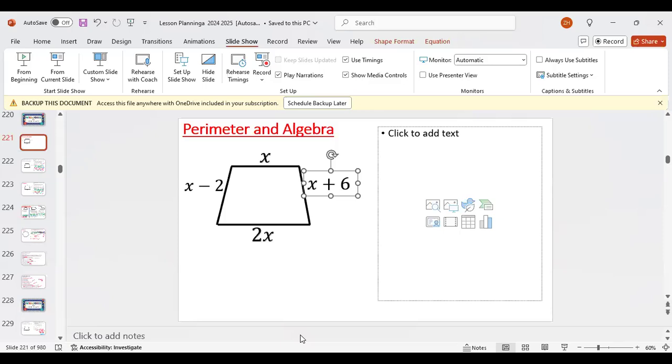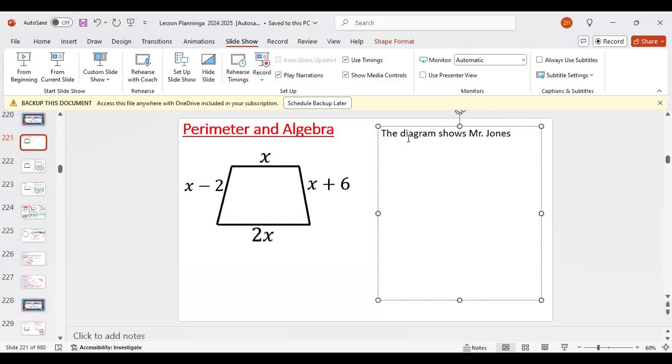So let's write down this question. Mr. Petit, I can't see the screen. It's blocked. Okay. Can you see it now? Yes, sir. Okay. The diagram shows Mr. Jones' tomato field. I need everyone to write this down, please. We're on this now. We should not be doing the quiz still.